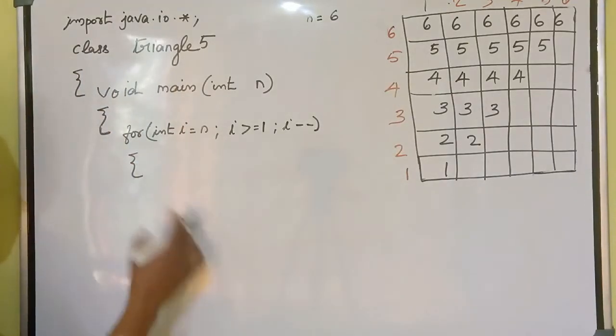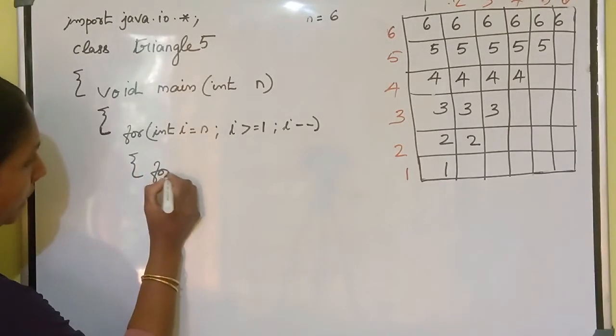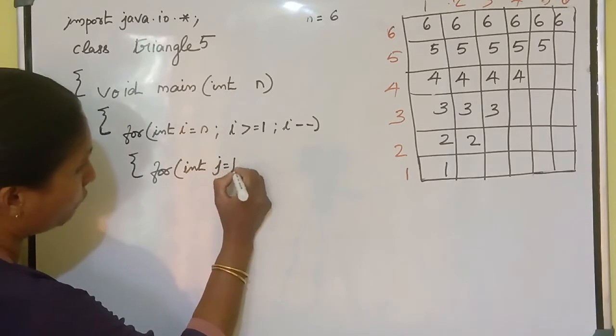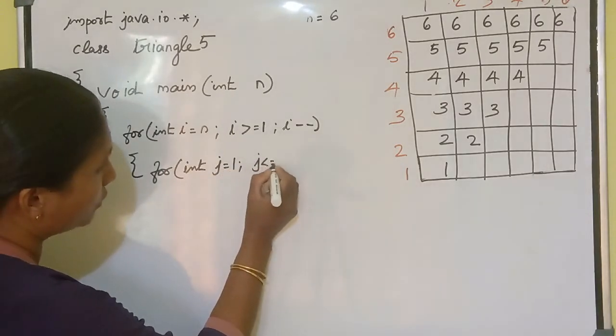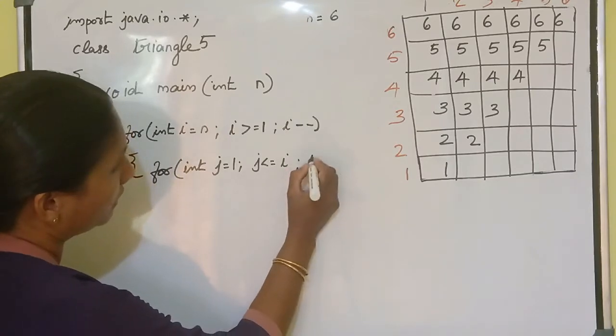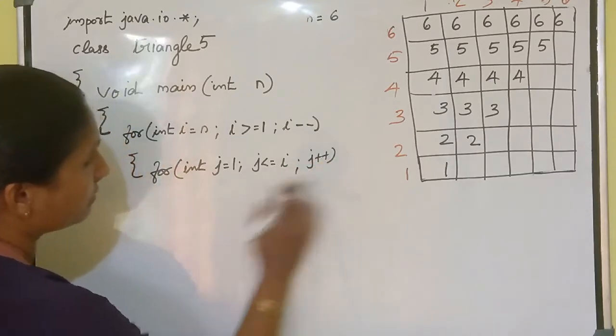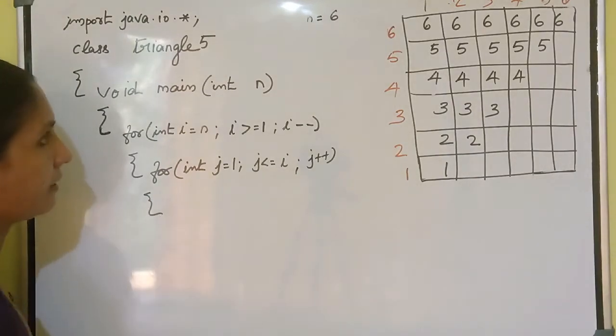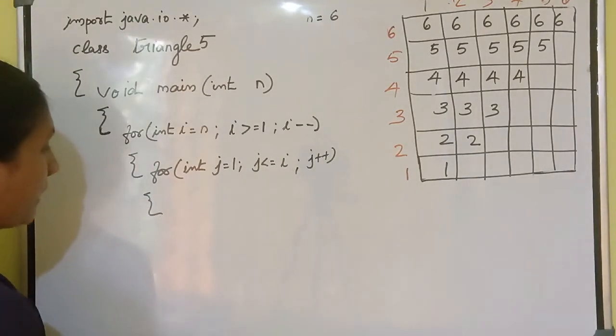To create the columns we need one more loop, that you are familiar with. Then we can give int j is equal to 1, j less than or equal to i. This is the triangle loop condition. Then j plus plus. Each time it is increasing. Okay. Then open the curly bracket. Then you can print like this.